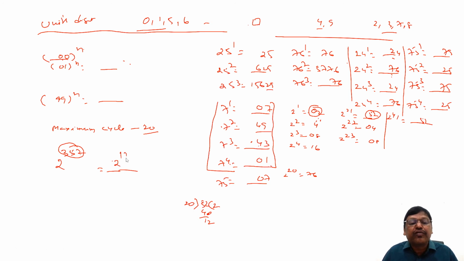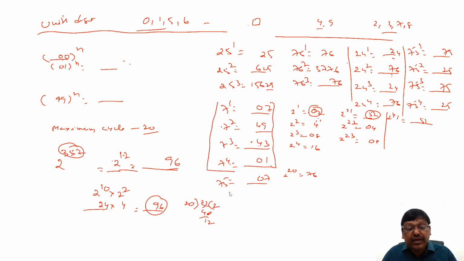So we will take the last two places of 2 power 12. What are the last two places of 2 power 12? You can write it as 2 power 10 into 2 square. You all know 2 power 10 is 1024, last two places are 24. 2 square is 4. 24 into 4 is 96. So the last two places are 96.